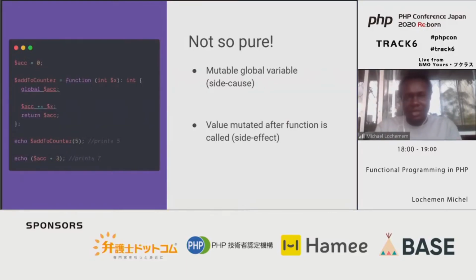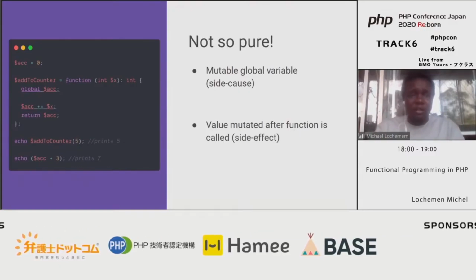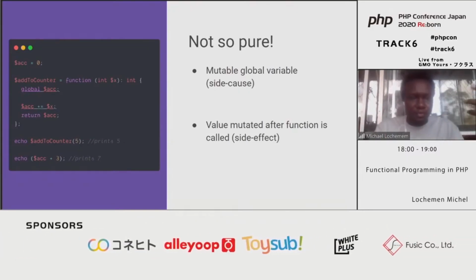That's really the gist of it. So let's look at this example right here. We have a global variable, and then we increment that global variable inside of this add to counter function. And so when we call it with an argument of 5, it prints 5, right? It adds 5 to that value. But later in our program, if we add 3 to the accumulator, then we effectively get 8.